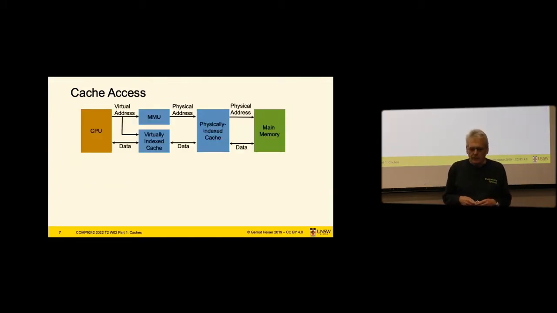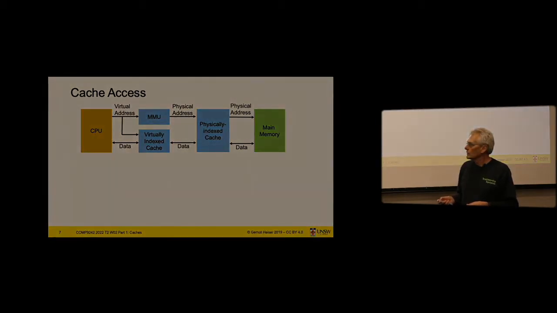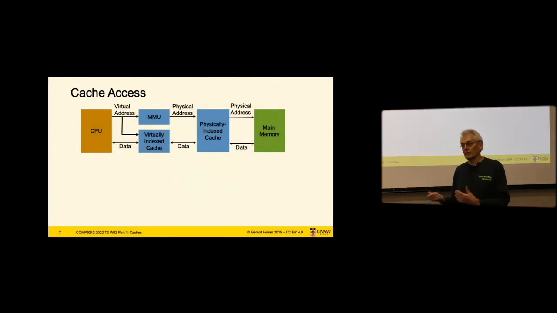Then how does cache access work? Well, caches can be accessed in different ways, and that depends where they sit in the computer hierarchy and the whole system architecture. So we have the CPU, and it then fetches data from memory via the cache. And depending on whether we access the cache with a virtual address or the physical address, we have a virtually or physically indexed cache. And why is this distinction?